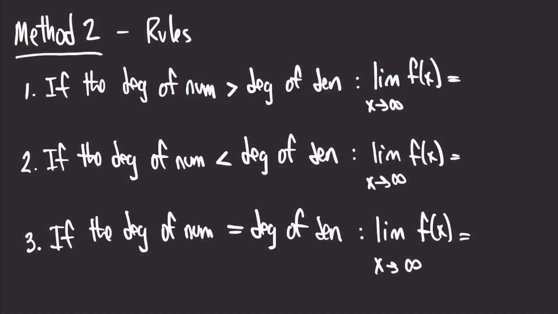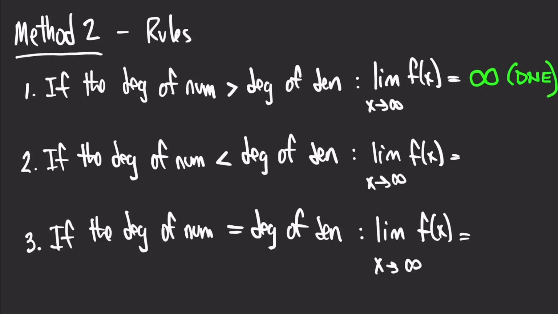The second method we have for finding limits to infinity, it's going to be the method that you guys pretty much use all the time. I know it looks a little bit daunting here, but it's really kind of a simple concept. So first of all, if you've got a rational function and the degree of the numerator is greater than the degree of the denominator, the limit of f of x as x approaches infinity is going to be infinity, or you can say does not exist.